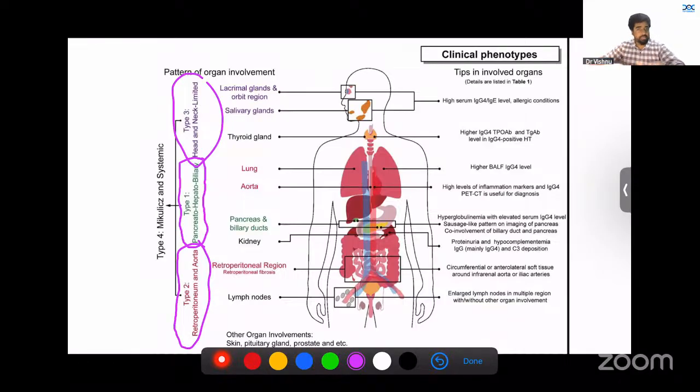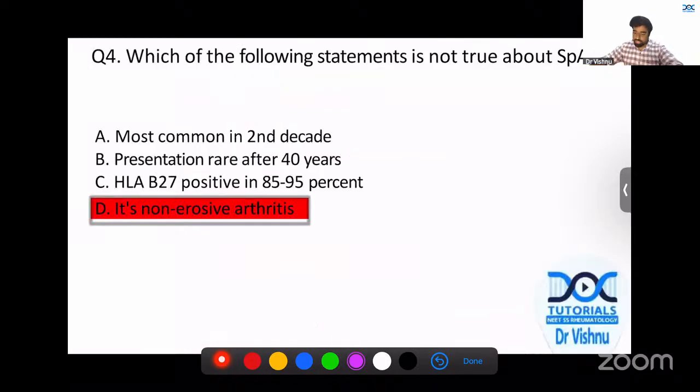So these are your various types, and a plethora of organs can be involved, and in all of these there can be respective fibroinflammatory phenotypes in each of these organs. So that is how this whole disease manifests.